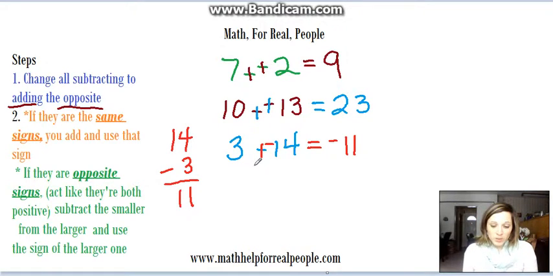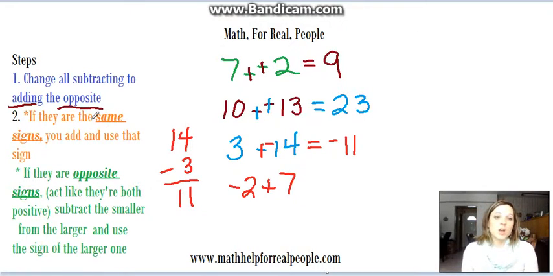Now let's try another one. And remember, you can pause this at any time to try it right after I write it down and check it yourself. So let's say you have negative 2 plus 7, and you look at it and you say, wait a second, it's not even subtracting. So you don't even have to worry about step 1. If it's not subtracting, don't worry about step 1.